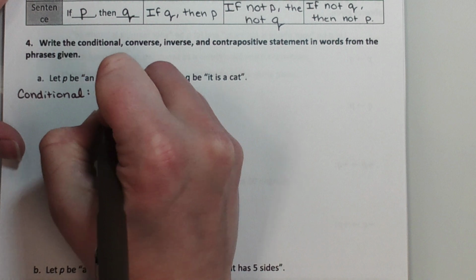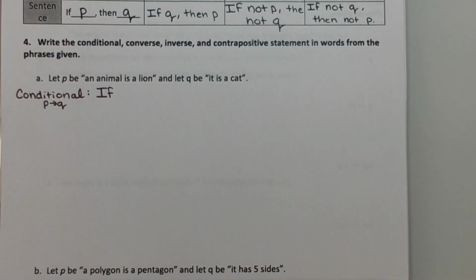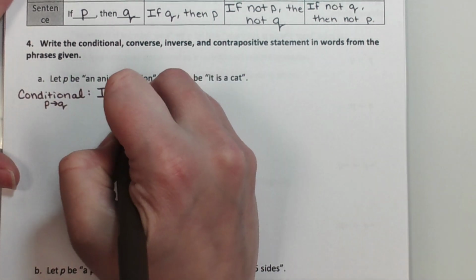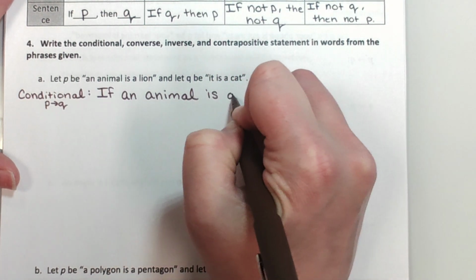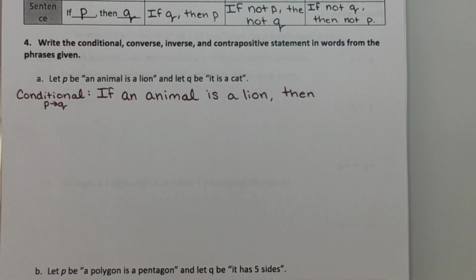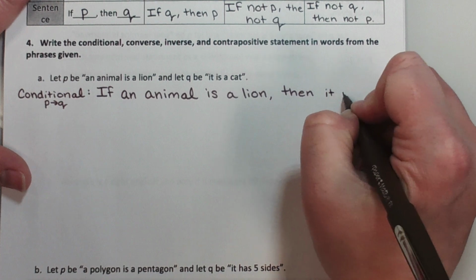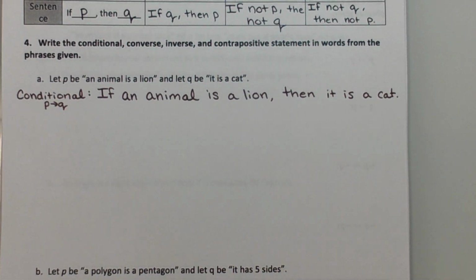All of these start with the word if. Conditional goes from P to Q. So if an animal is a lion, so that's the if P part, then it says Q. It is a cat. That's the conditional. I also want the converse, the inverse, and the contrapositive.